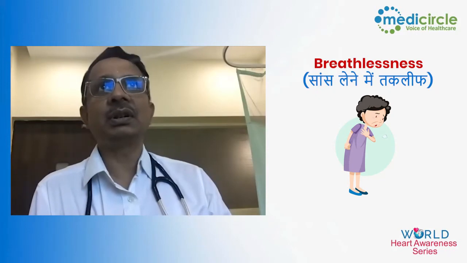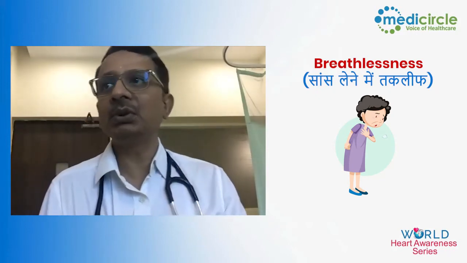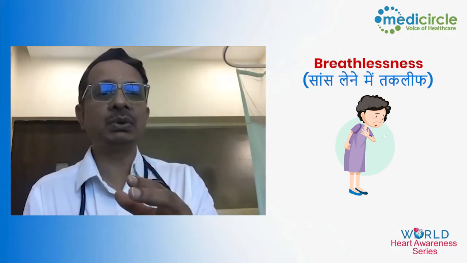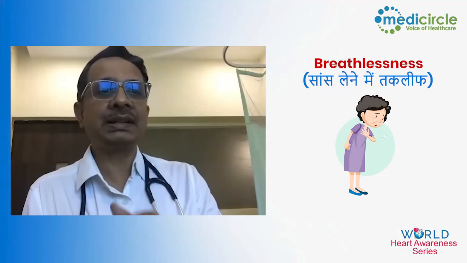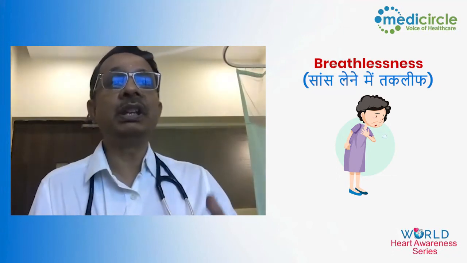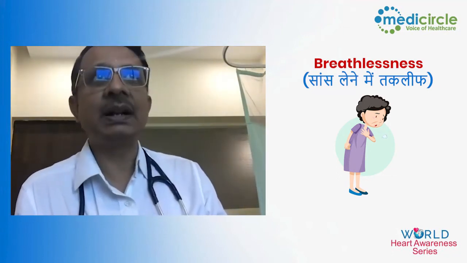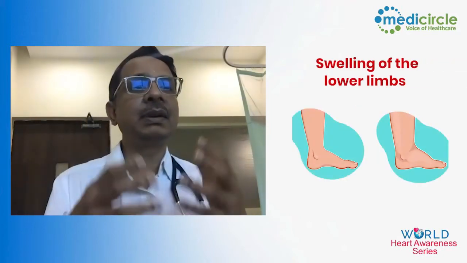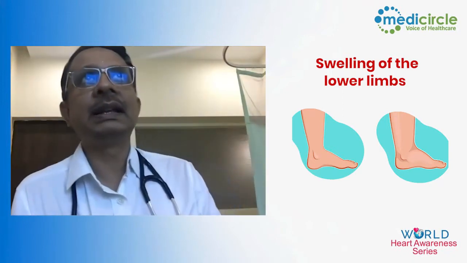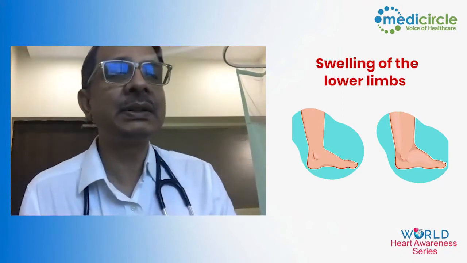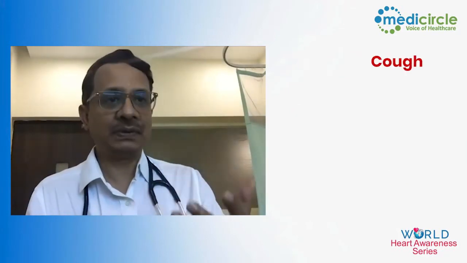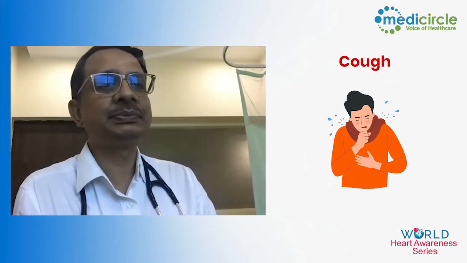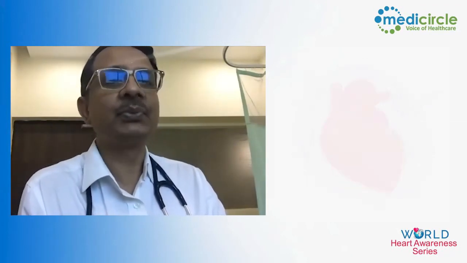So if you're used to doing a certain amount of activity daily and you suddenly feel that doing the same amount of activity, you are having breathlessness or not able to breathe properly, that is a sign of heart disease. Or swelling of the lower limbs. There is some edema or swelling of the lower limbs, that can be a sign of heart disease. Then even cough can be a sign of heart disease. So these are various signs of heart disease which the patients might find.